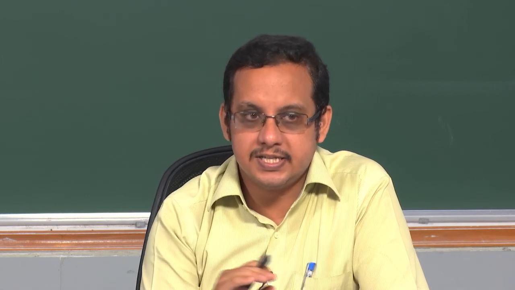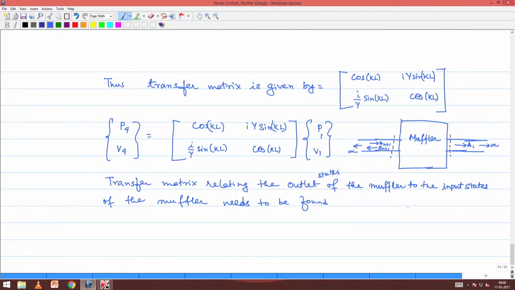Both of these waves will combine to give a total pressure P, and similarly a total velocity V, but transmission loss quantifies the incident wave on the inlet side to the transmitted wave on the outlet side, right. So, we need in some way to do this job for us. On the outlet side things are very easy: we know P 1 has got to be equal to A 1, because on the outlet side there is only one wave, right.